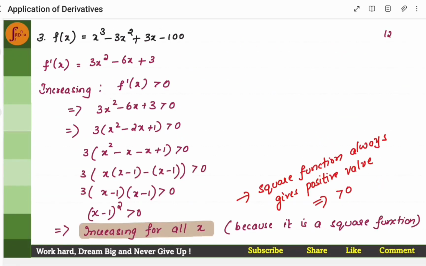So this is another function. Everything is similar, but here at the end you get a square function. X minus 1 the whole square you get. The moment you get a square function, you can simply write it as increasing for all values of x. Because it's a square function, a square function always gives positive value. So it's increasing for all x.